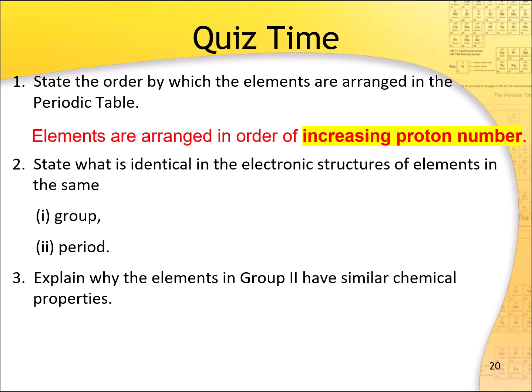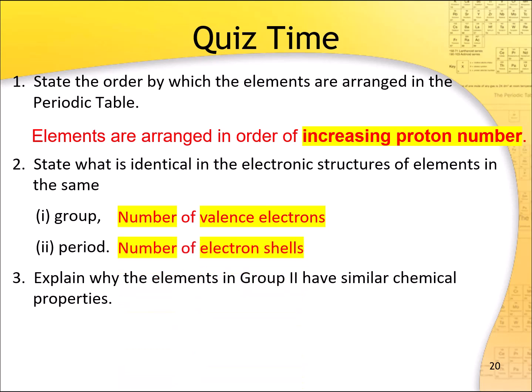Question 2. State what is identical in the electronic structures of elements in the same group. In the same group, what do they have in common? The number of valence electrons. So the number of valence electrons determines the group number. All elements in group 1 have 1 valence electron, in group 2, 2 valence electrons, in group 3, 3 valence electrons, and so on. What is identical in the electronic structures of elements in the same period? The number of electron shells. When they have the same number of electron shells, the period number is the same.